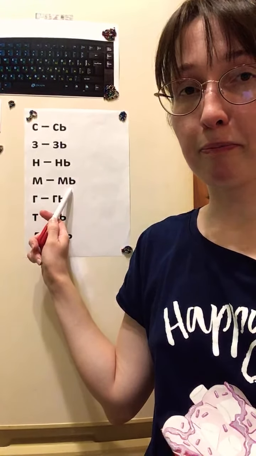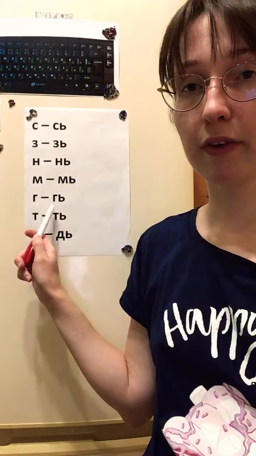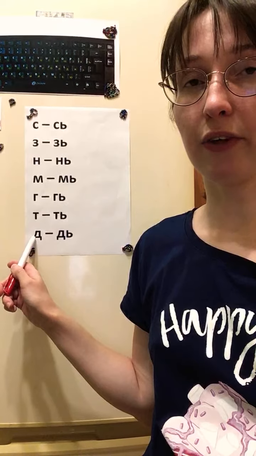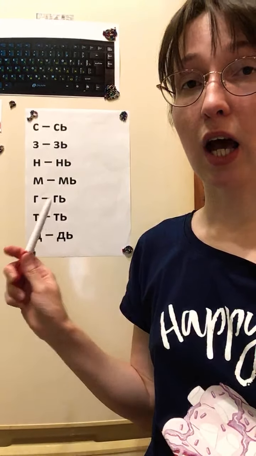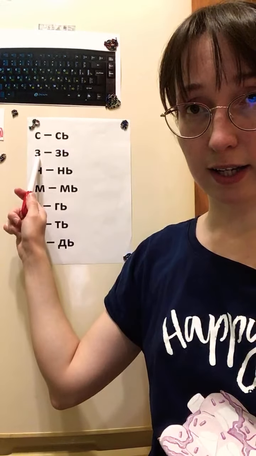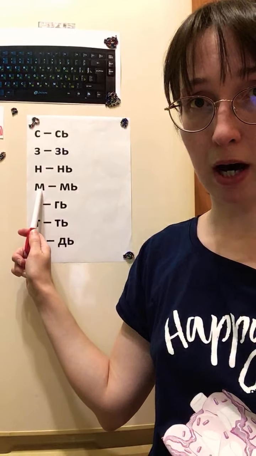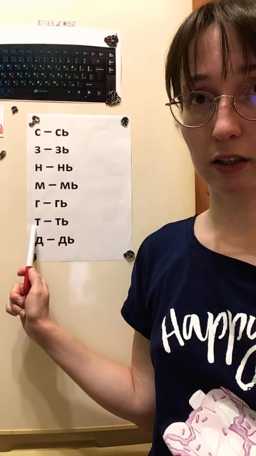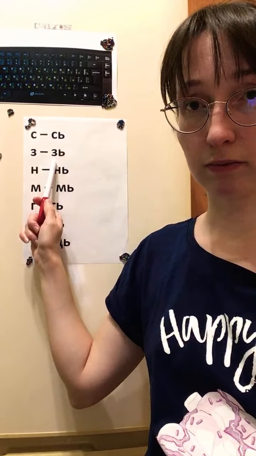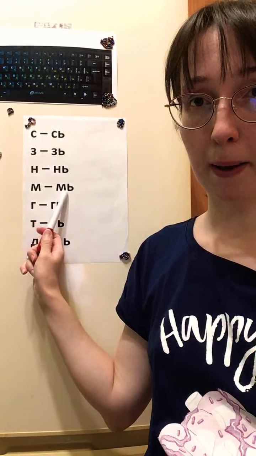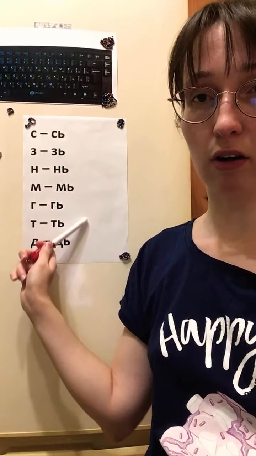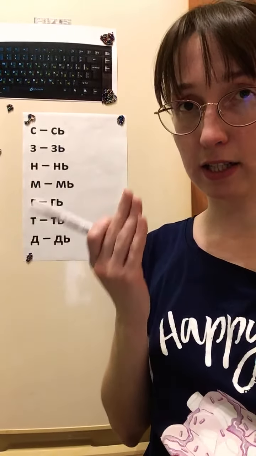M, N, G, G, T, T, D, D. Now I'm going to read just hard consonants: S, Z, N, M, G, T, D. And just soft ones: S, Z, N, N, G, D. I pronounced all the soft consonants with a wide tongue.